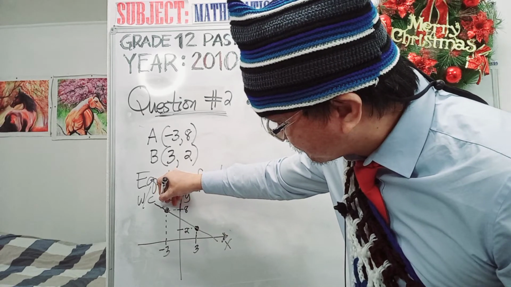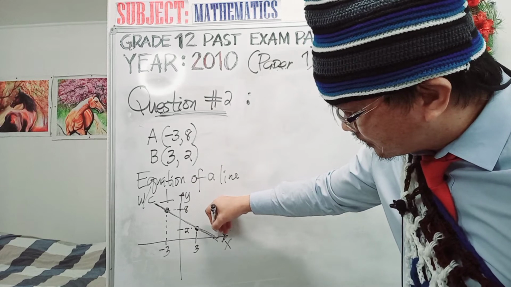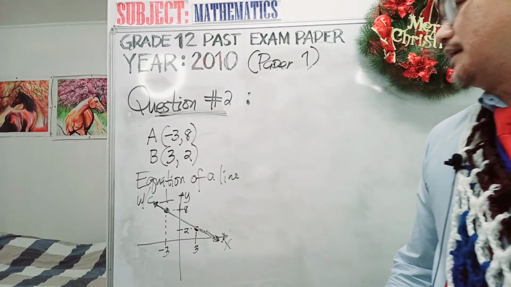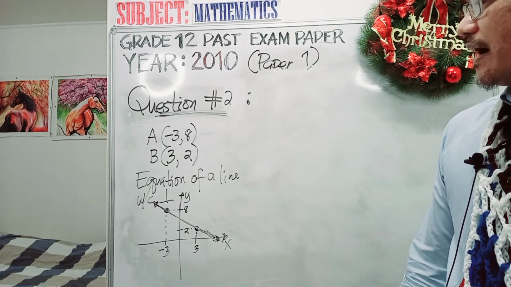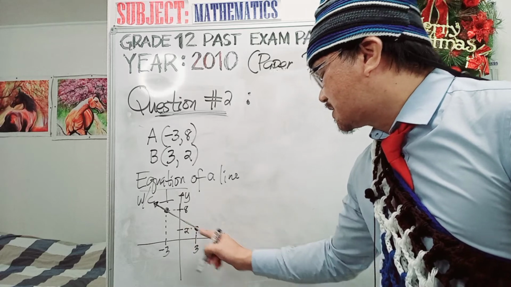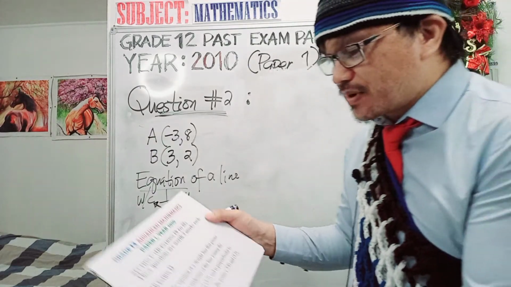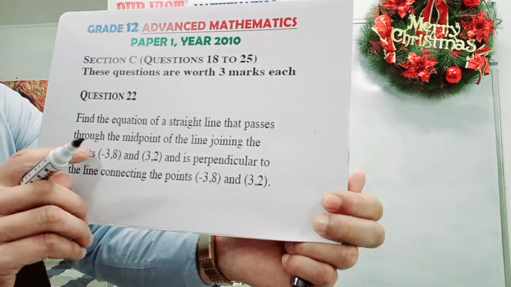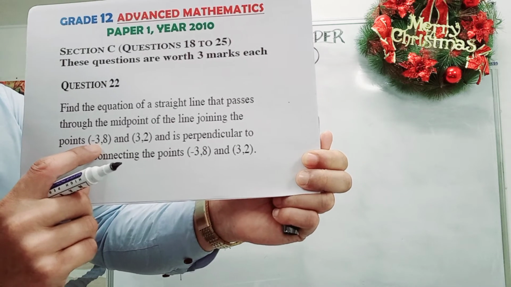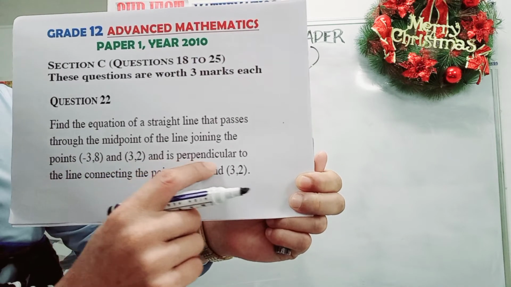So this is the line. Okay, this is the line of these 2 points. Now there is a question about finding the equation of a line which is perpendicular to this line here. So we don't know the location of the perpendicular, you say, through the midpoint of the line joining the points. So through the midpoint of this line, given these 2 points here, which is perpendicular.